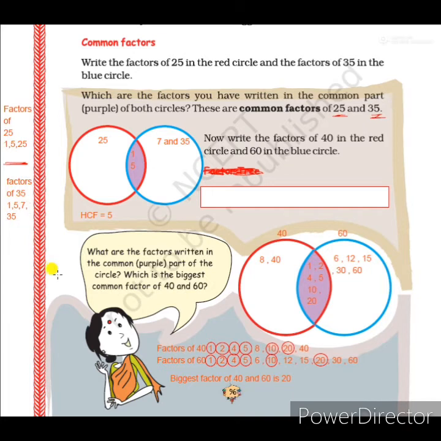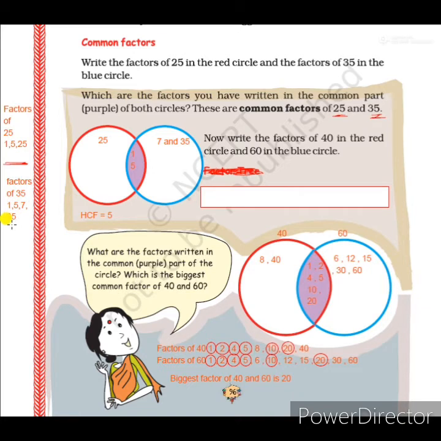Now find the factors of 35. It's coming in the table of 1, 1 into 35 is 35. 5 into 7 is 35. That means 7 fives are 35, and it is coming in the table of 7 also. So that is repeating, 5 7s and 7 5s. And next it's coming in the table of 35, 35 ones are 35, the first multiple of 35. So the factors of 35 are 1, 5, 7 and 35.